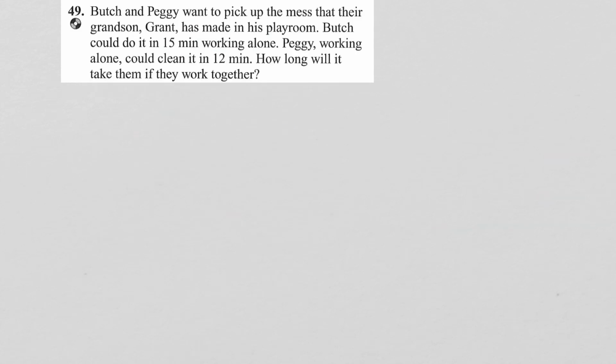Number 49 is a work rate problem. It says, Butch and Peggy want to pick up the mess that their grandson Grant has made in his playroom. Butch could do it in 15 minutes working alone. Peggy, working alone, could clean it in 12 minutes. How long will it take them if they work together? So what you do on these problems is you make an individual side and you make a together side.